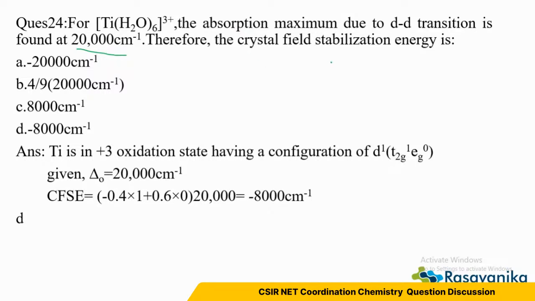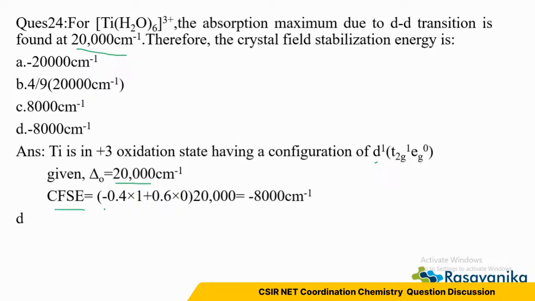Therefore, now you have to find the crystal field stabilization energy. So titanium is in the +3 oxidation state. You can see here scandium, titanium, 4s2, 3d2. Removing the 3 electrons, only 1 electron is present. So the configuration becomes d1, t2g1, eg0, right? And delta naught is given as 20,000. Here it is given the absorption maximum, that is your delta naught, the difference between the t2g and eg, that is given to us.